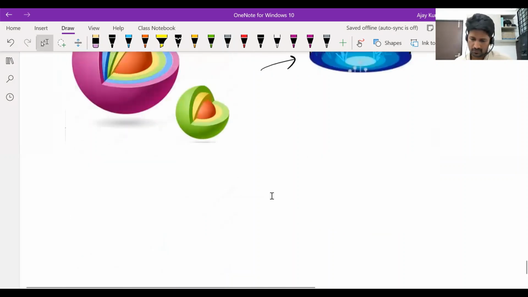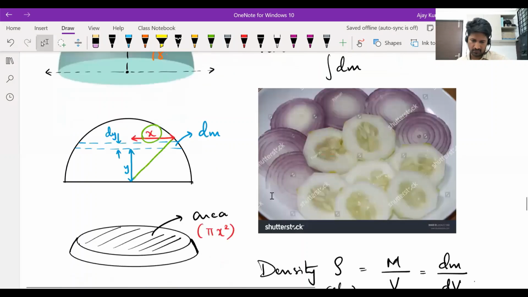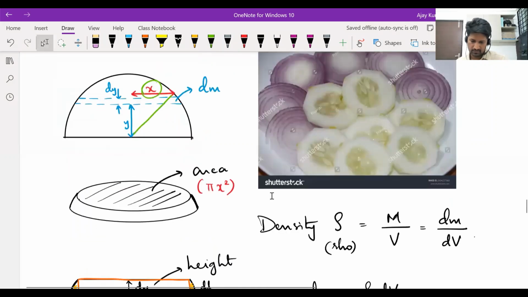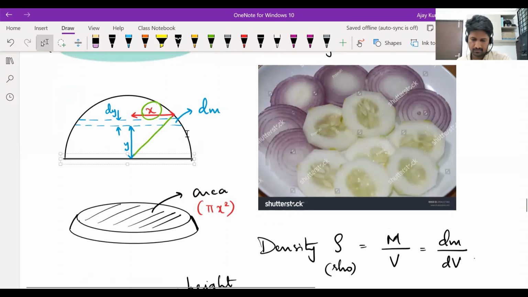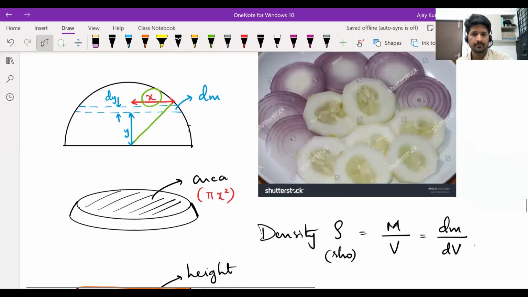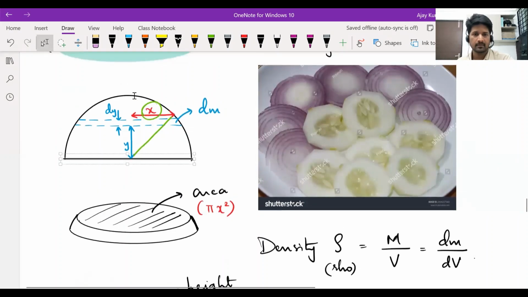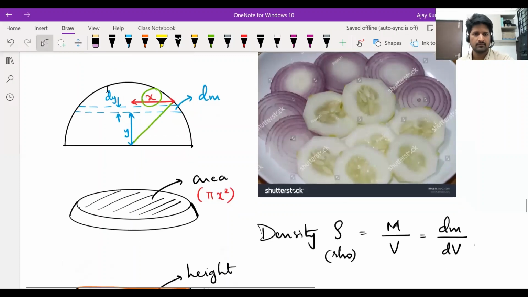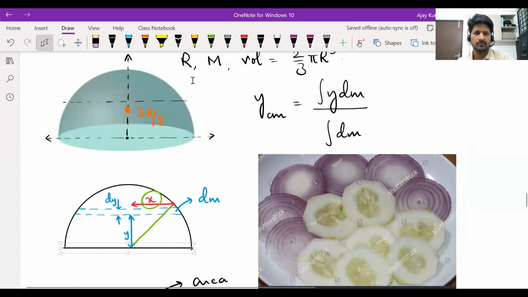Okay. So if you visualize how you need to solve it is, just a moment. Why am I not able to select the semicircle? Okay.